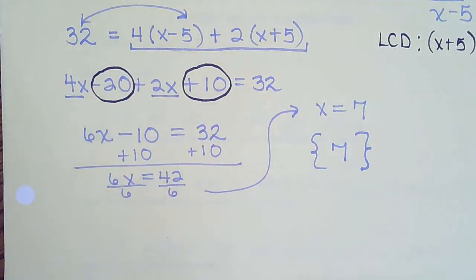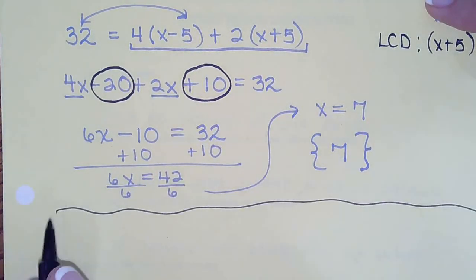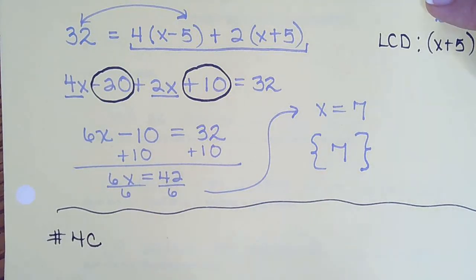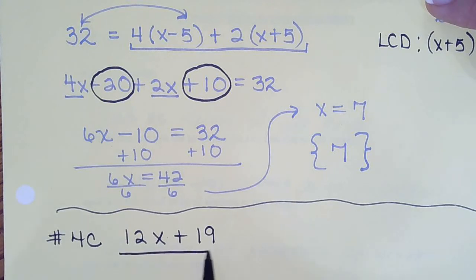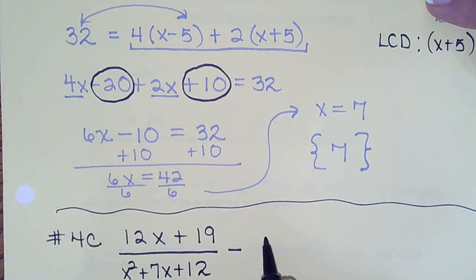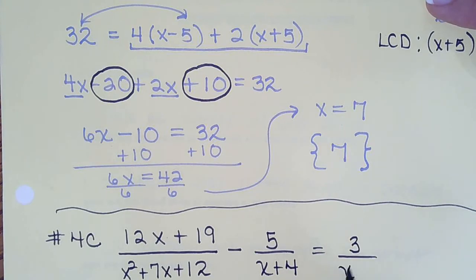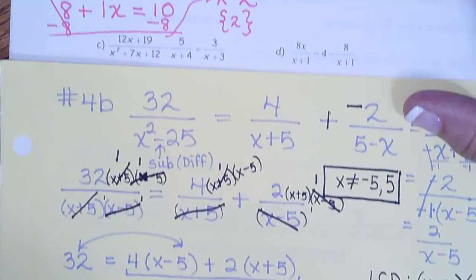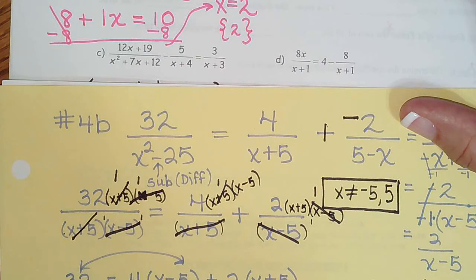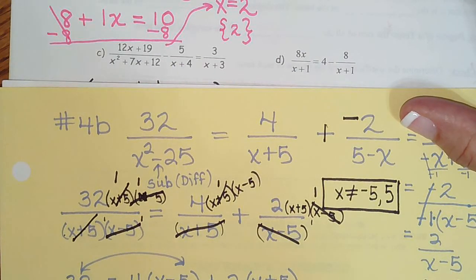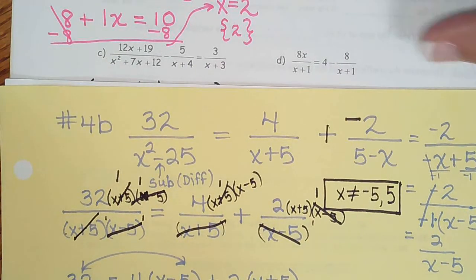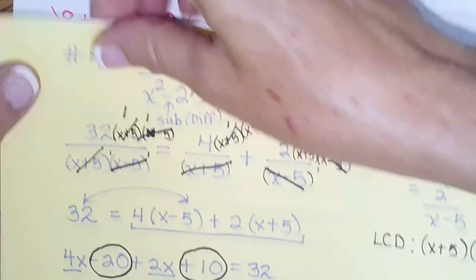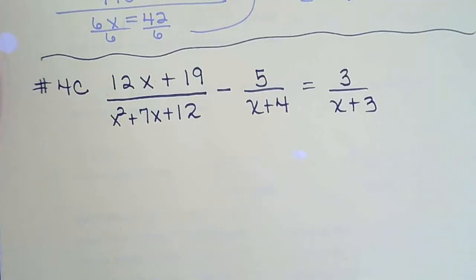So 4C is going to be 12x plus 19 over x squared plus 7x plus 12 minus 5 over x plus 4 equals 3 over x plus 3. So I just copied it right off the practice test. So 12x plus 19 divided by x squared plus 7x plus 12 minus 5 over x plus 4 equals 3 over x plus 3. Okay, done. So now we're ready to work it.